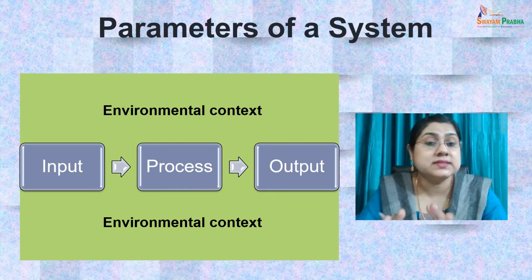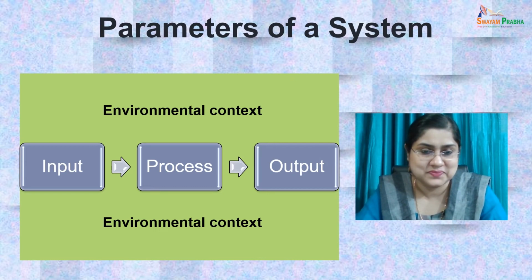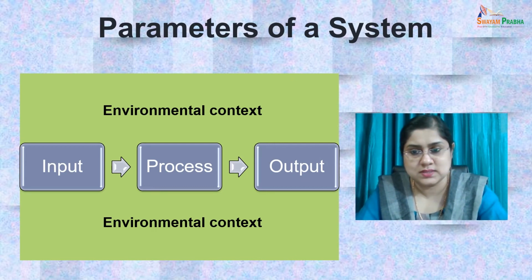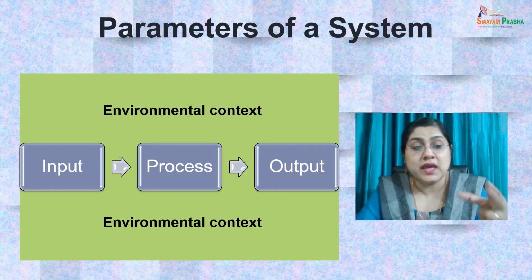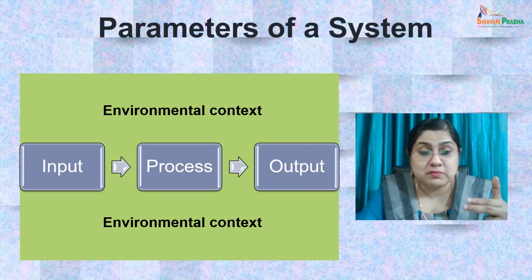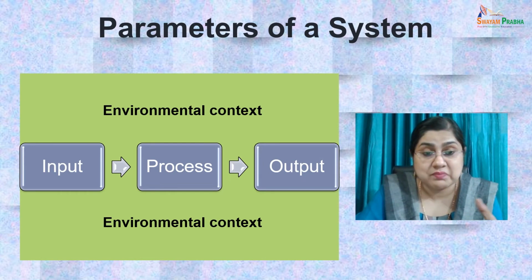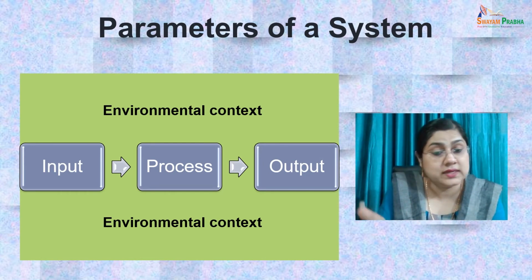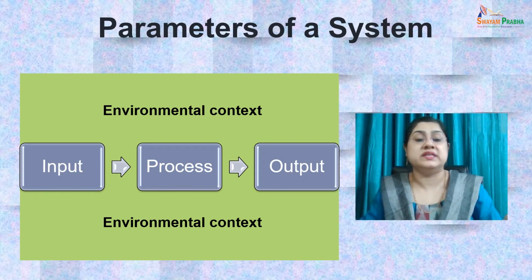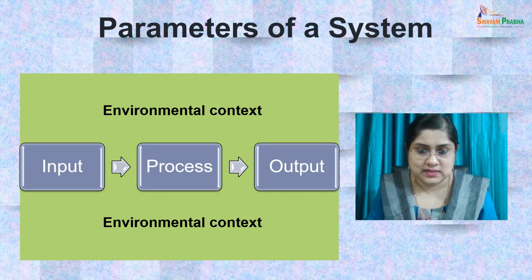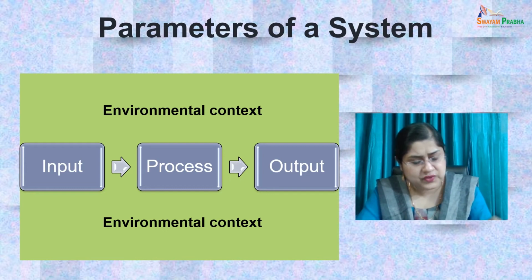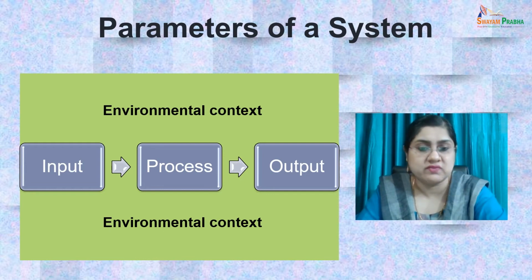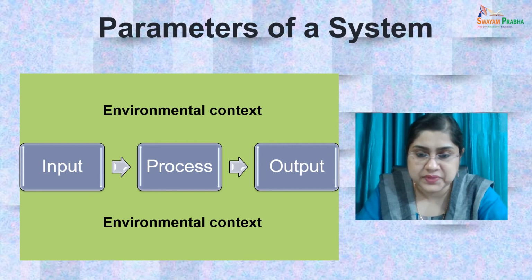Then we have got the output. Output is the product of a system, which after the process is complete, what we are receiving, what we are getting, that is the output. So that is why it is the product. And what exactly we mean by the environmental context? Basically, this is the fourth parameter and it refers to all those conditions, the factors, and also the constraints which are related with the physical and social environment in which the system operates.